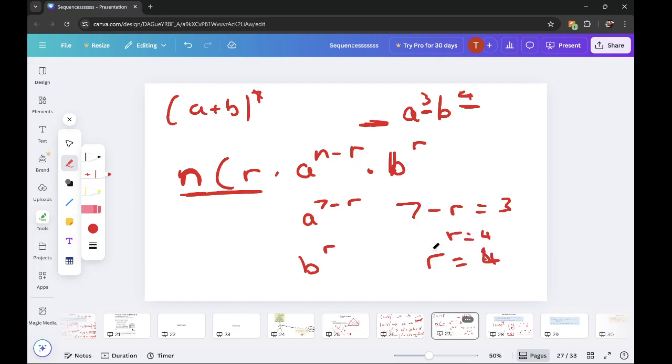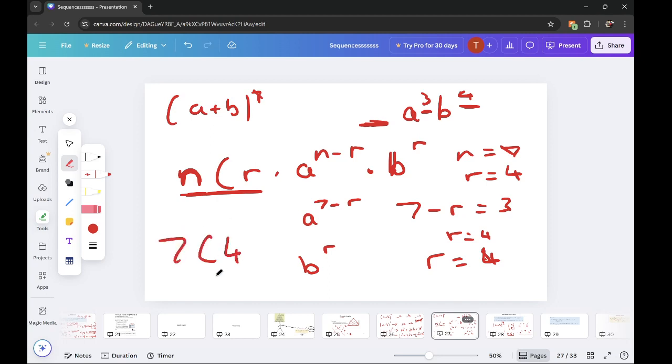So now we know what our n is. The n never changed. n is equal to 7. But we know what our r is this time too. We know our r is equal to 4. So we do n, 7. I'll just write it in my words.